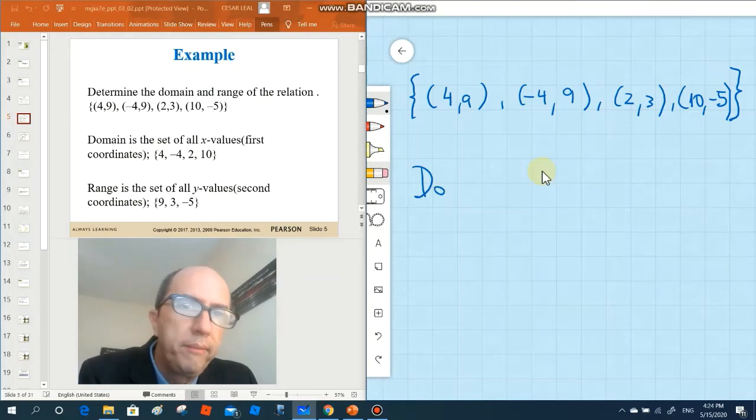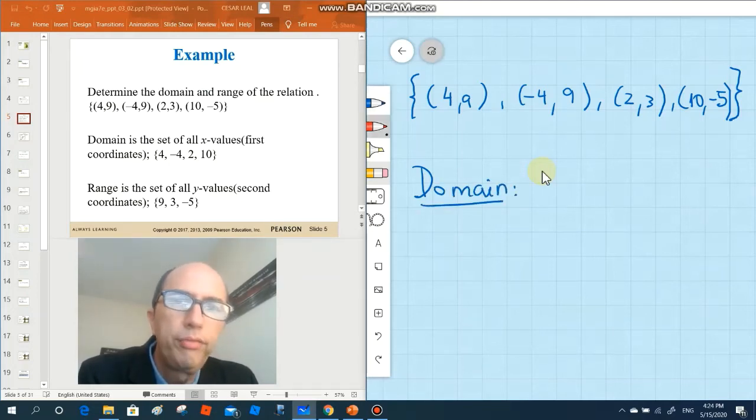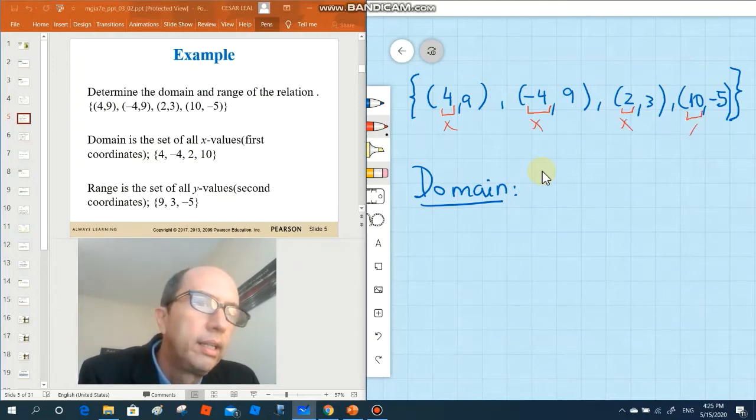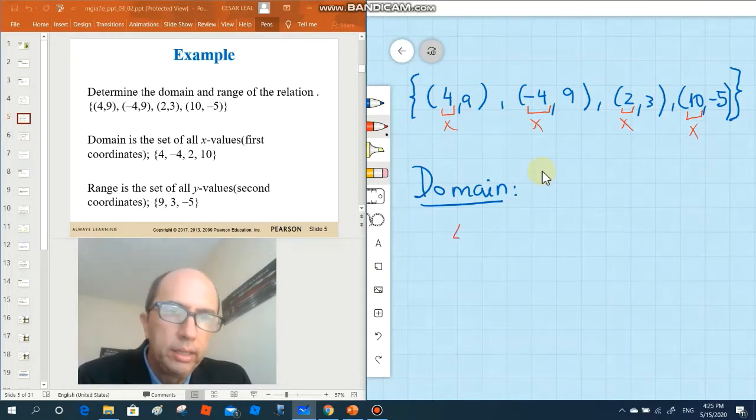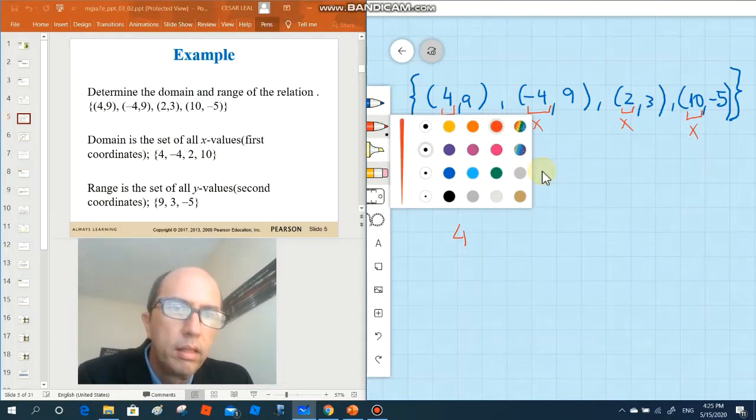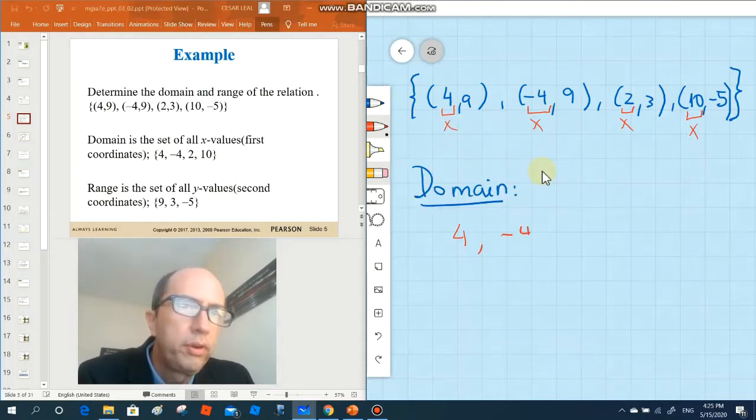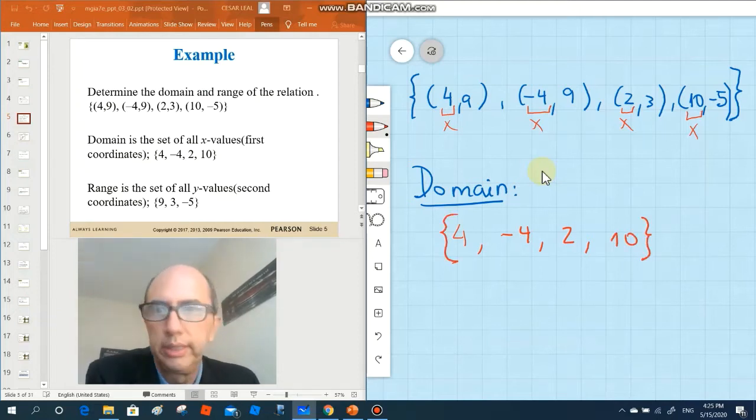The domain is going to be the set of the x coordinates, every x coordinate. So the domain is 4, -4, 2, and 10. This set of numbers.